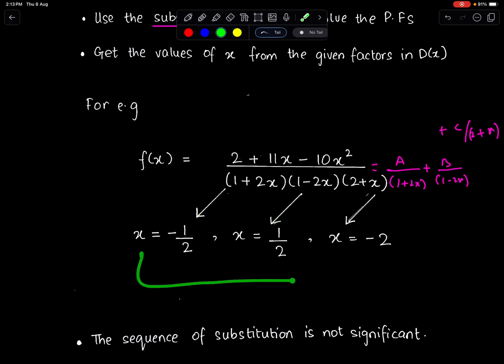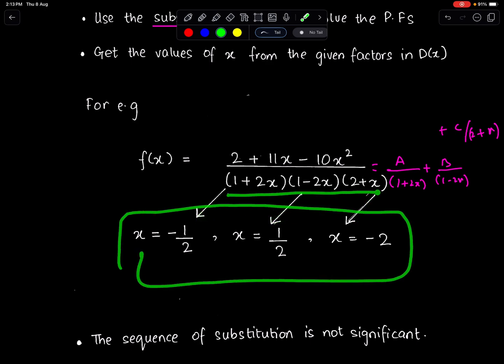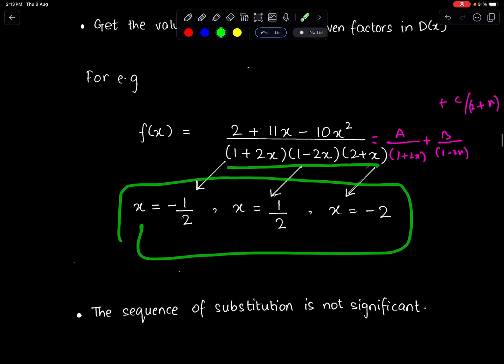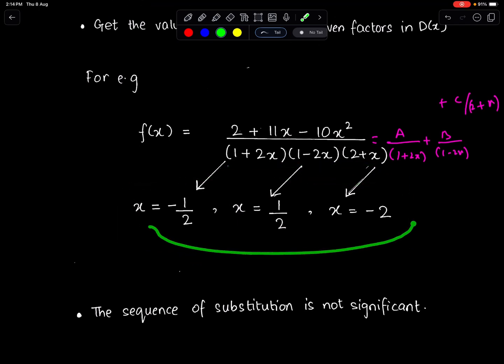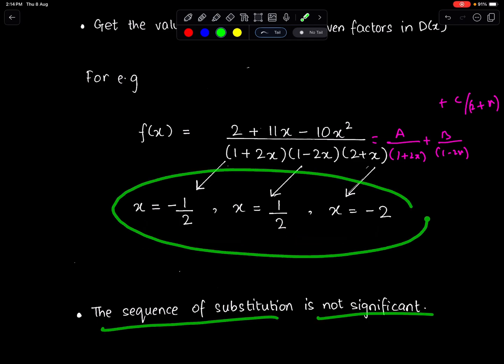Since we have got these values directly from these factors, therefore the substitution of these values, the order of substitution, is not important. We can substitute these values randomly. The sequence of substitution is not significant in this case.